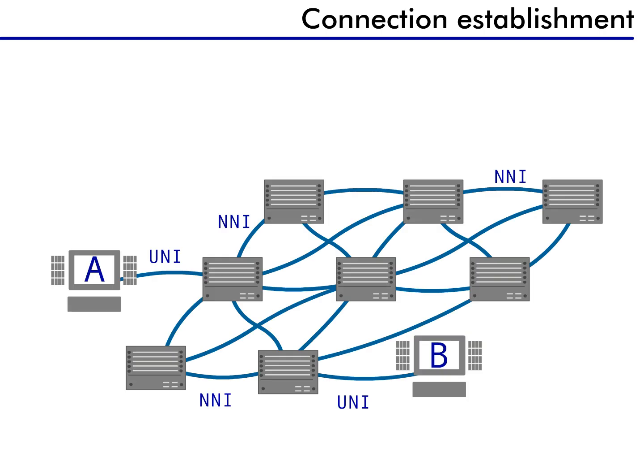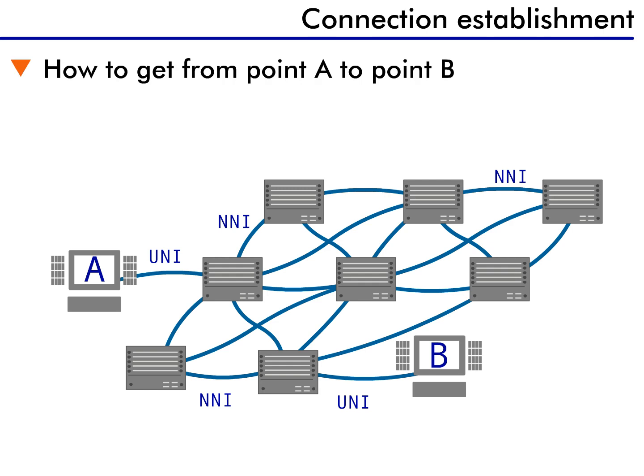So far in this lesson we've discussed ATM, virtual channels and circuits, and QoS. Now, let's put it all together and see how it works. We'll look at creating a connection first. Device A's application needs to communicate with device B across an ATM network.